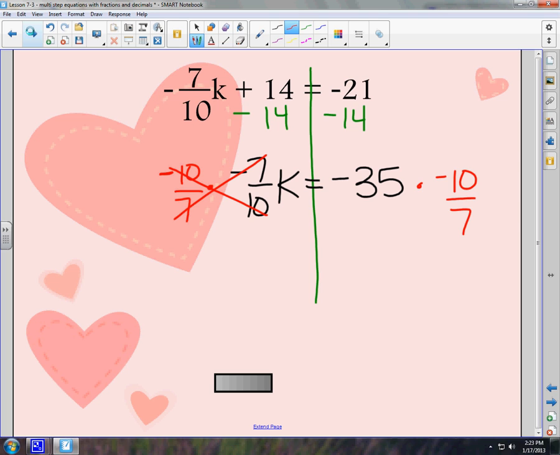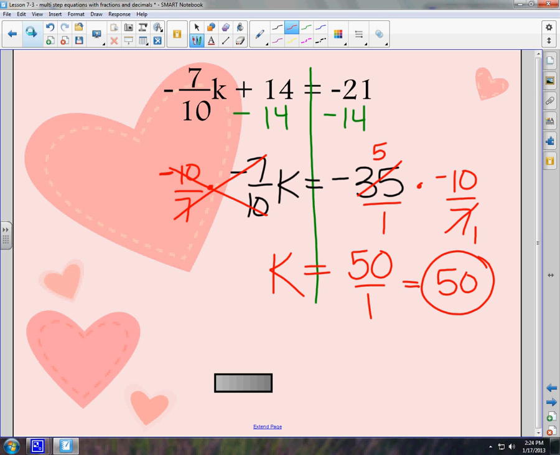These cancel each other out, and I'm left with k equals, now if you look here, I can just multiply straight across and get 350/7 and then reduce, or I can say 7 goes into 35 5 times. So then negative 5 times negative 10 is a positive 50/1, which just equals 50. So 50 is the correct answer for k.